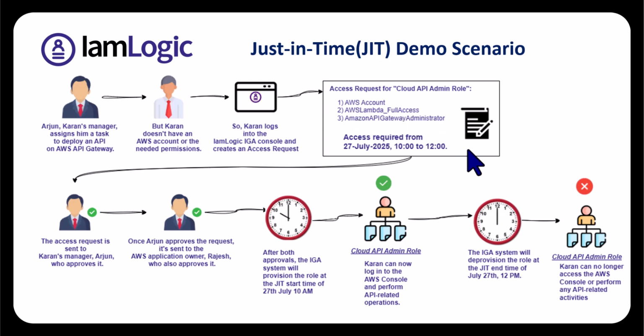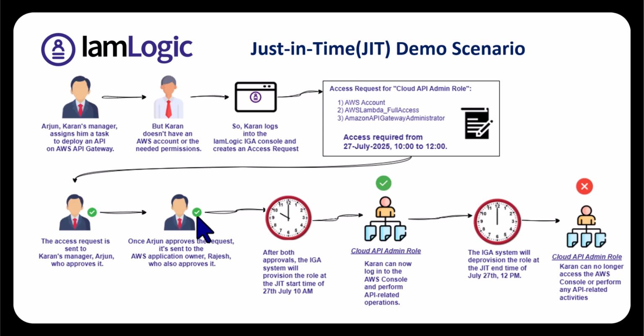Since this is a just-in-time access, Karan sets the exact time window from 10 a.m. to 12 p.m. on July 27th. He only needs access for those 2 hours. Once the request is submitted, it goes through an approval workflow. First, his manager Arjun reviews and approves it. Then it goes to the AWS application owner Rajesh, who also approves it.